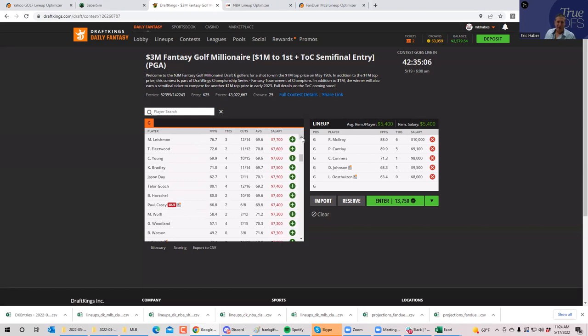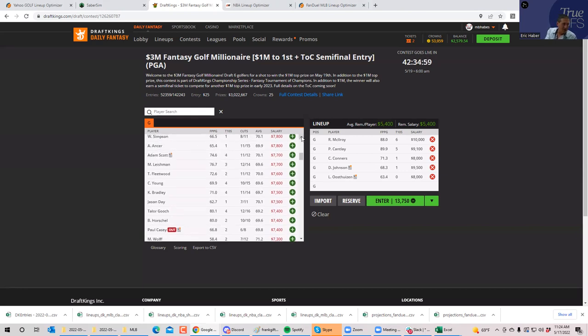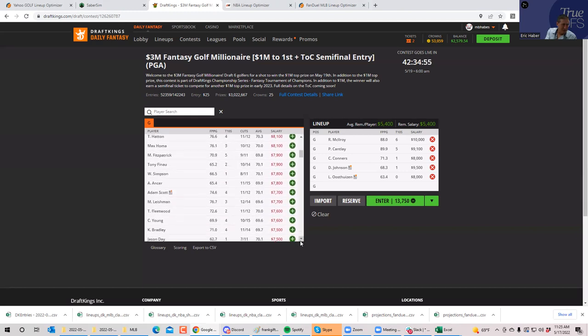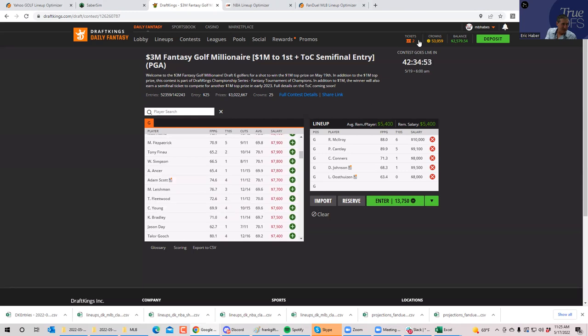First guy I have is Matt Fitzpatrick. I have him ranked third overall, and he is always a model darling. He always gets written up. He always looks good because he's a good golfer and he has good metrics. As a result, he's going to be owned. I have him at about 13% ownership.